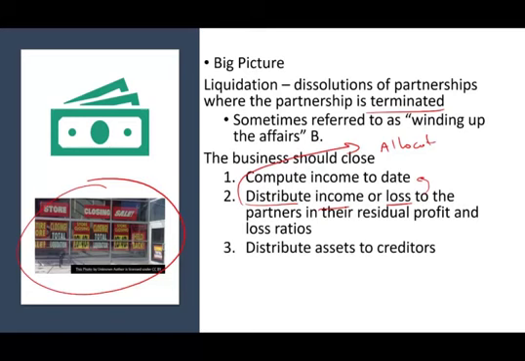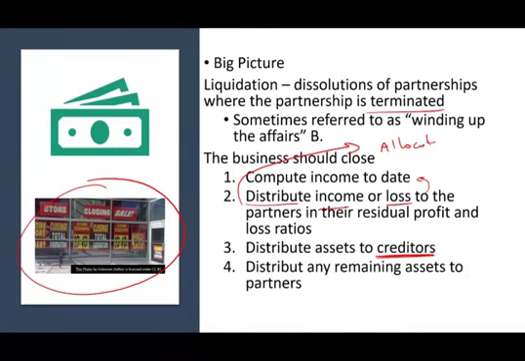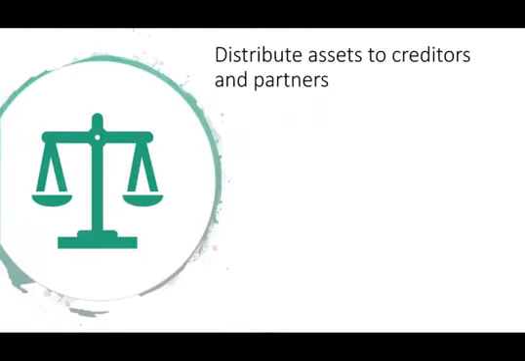Then you distribute the assets to creditors. Now we have to determine how we are going to distribute them to creditors, because we have many types of creditors, which we will discuss shortly. Then you distribute any remaining asset to partners based on their capital balance. Here, when we distribute any remaining asset, usually that asset is cash, it's based on their capital, versus in step two, when we allocate the profit or the loss, it's based on their profit and loss ratio.